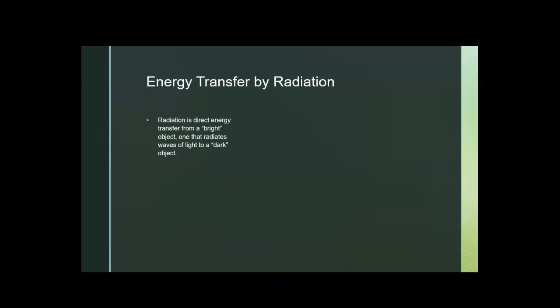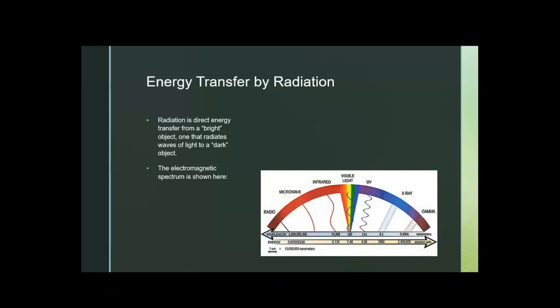Radiation is direct energy transfer from a bright object. Remember, bright objects can be of different kinds, and they will radiate different wavelengths and frequencies and energies of light. So we show here a representation of the electromagnetic spectrum. The lowest frequency and energy waves are over here on the left. They are radio waves. As you see, the microwaves are just a little bit more energetic than radio waves of longer wavelengths. And the highest energy waves over here are X-rays and gamma rays.